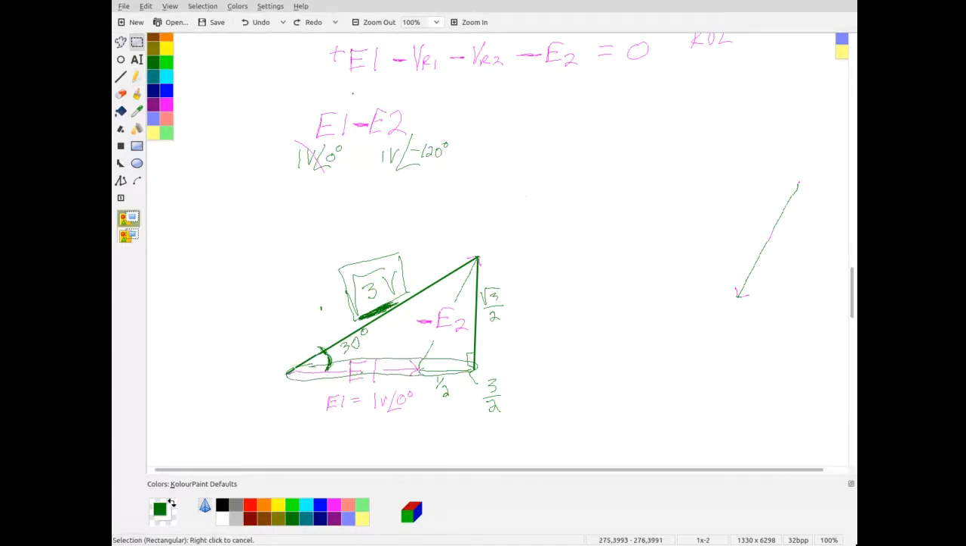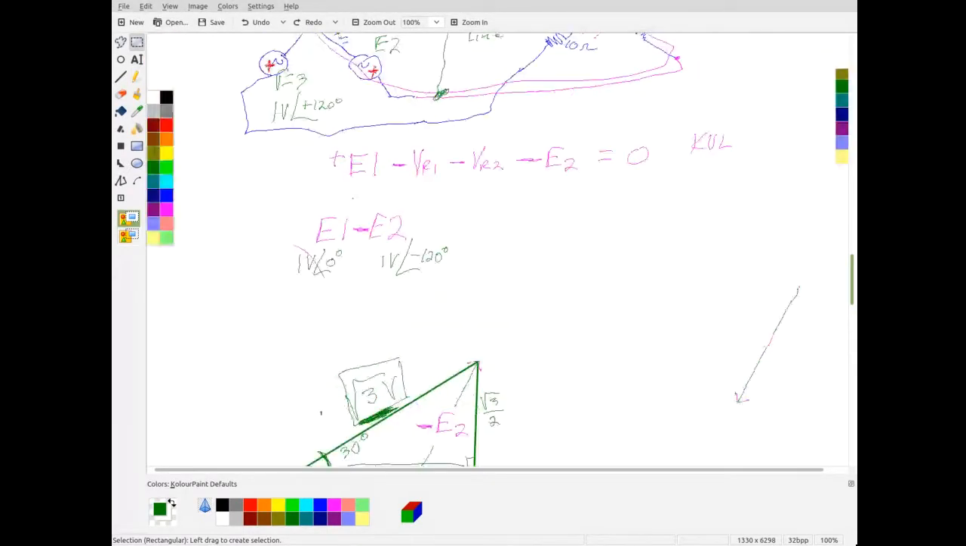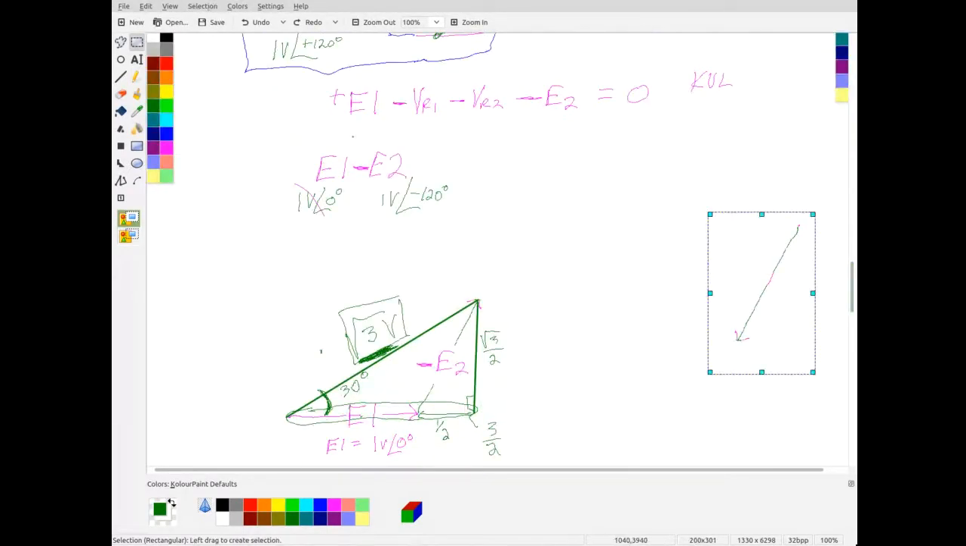All right, so this was E1 right here. And so this is bigger by the square root of 3. And it's got a 30 degrees phase shift, so it's actually ahead of this voltage. All right. And then if we looked at the other 2 lines, we would see the exact same thing going on there.